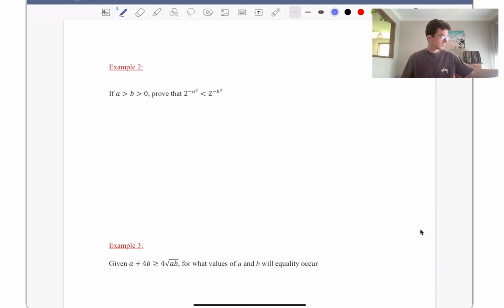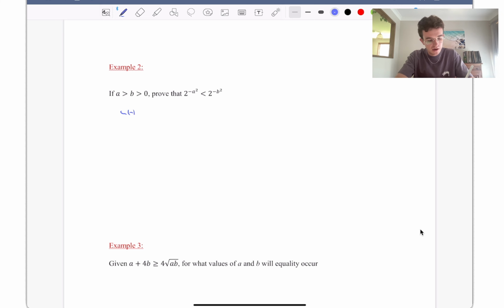Okay, question number 1. We've got if a is greater than b and it's greater than 0, so that's telling us that both a and b are greater than 0, but a is greater than b. Prove that 2 to the power of minus a squared is less than 2 to the power of minus b squared. One of the best methods for inequality proofs is proving that the left-hand side minus the right-hand side in this question, for example, is less than 0.